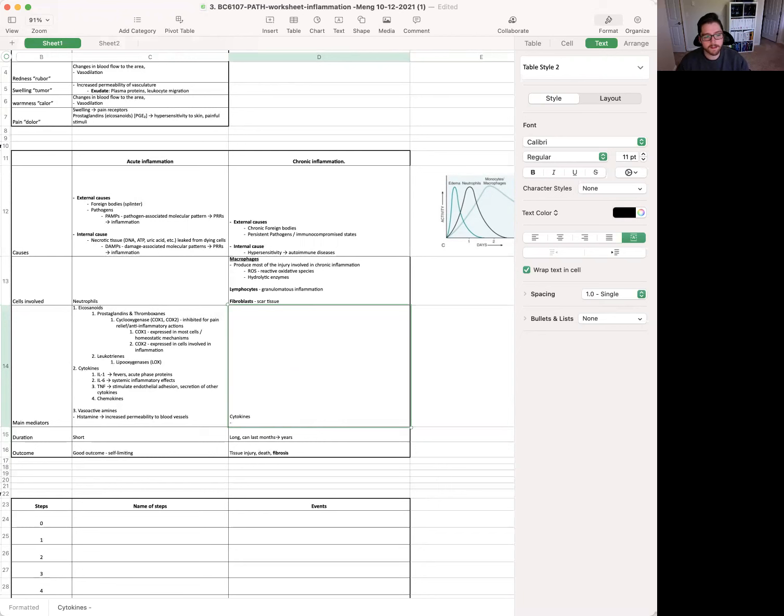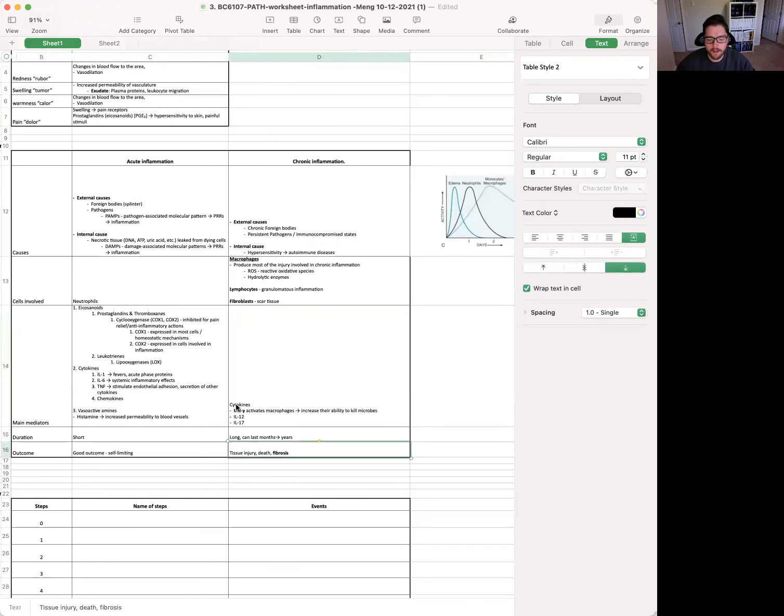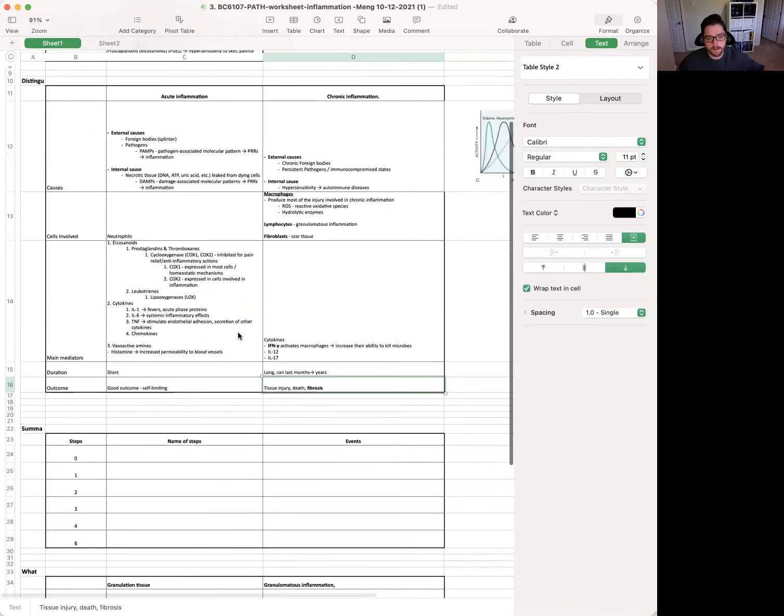All right, so the main mediators of chronic inflammation are going to be cytokines. And the main cytokines that you want to be thinking about are going to be IFN gamma, which is going to be involved in activating macrophages, which you guys will learn in immunology is going to increase their ability to kill microbes and other things we're trying to destroy in the body. So IFN gamma is really important. We know macrophages are really involved in chronic inflammation. How do we activate them? It's through IFN gamma. And there's other ones like IL-12 and IL-17 that you'll want to be aware of, but I would say IFN gamma is the most important one. And I think in immunology, you're going to cover this a lot more in depth. All right, so that's it for that table.